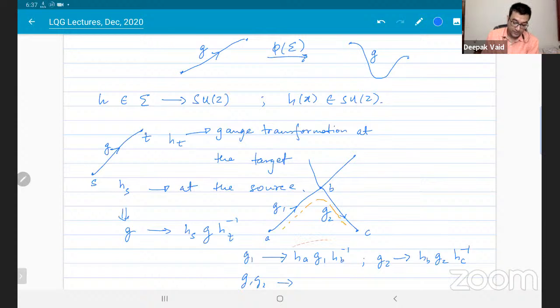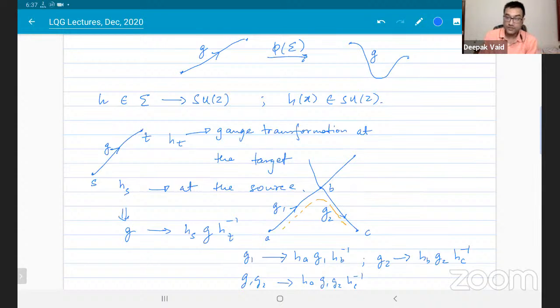What happens is that if you take the product of these two, the HB inverse and HB will cancel out, and you will get HA, G1, G2, HC inverse, right? So this consistency is there. So this is how these gauge transformations act on edges.